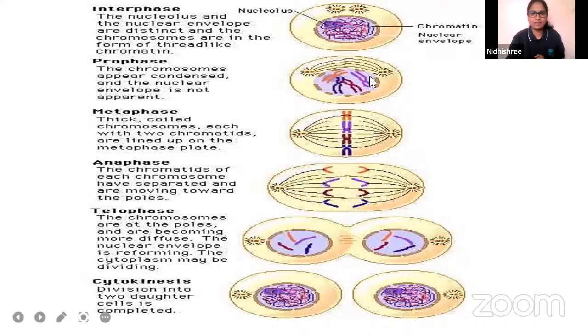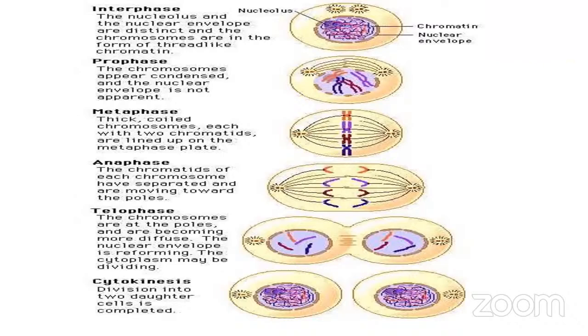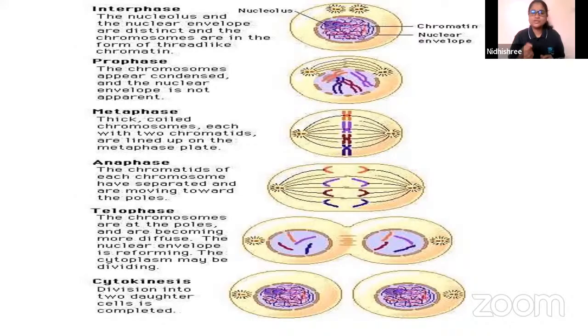Now prophase. Chaitra, can you read out regarding prophase, please? Yes, ma'am. The chromosomes appear condensed and the nuclear envelope is not apparent. Okay, so interphase and prophase cells look similar, but the thing is the nuclear envelope is not clearly apparent. Then we should know that the cell is undergoing prophase.